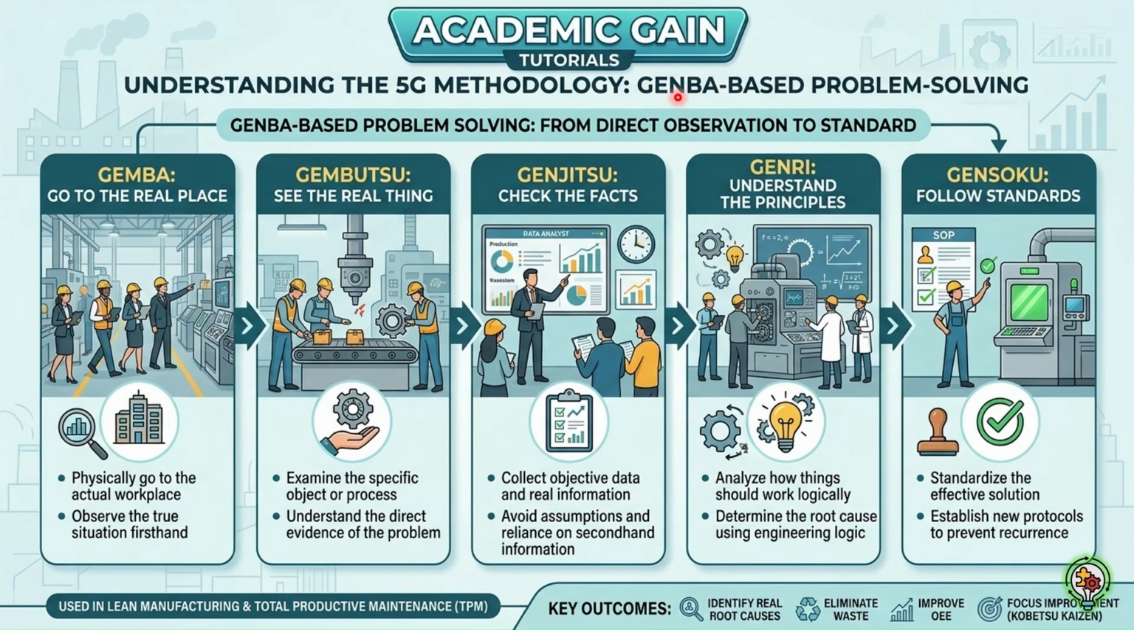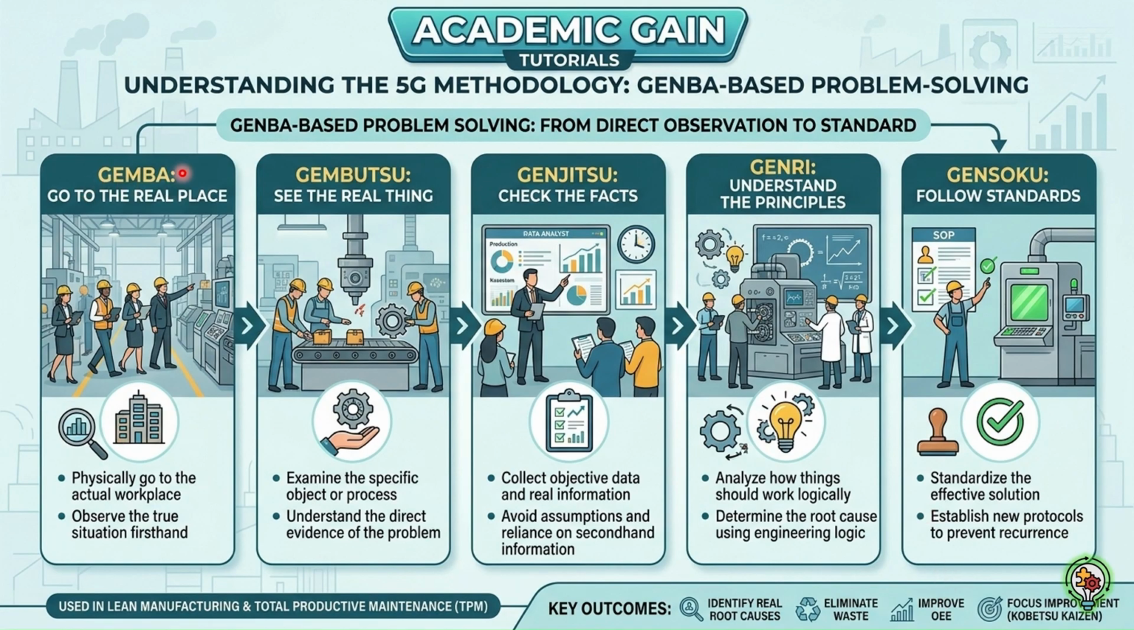What is 5G methodology? The 5G methodology is a systematic problem-solving approach used in lean manufacturing and total productive maintenance, TPM. It helps identify the real root cause of problems by directly observing the workplace, collecting actual data, and applying logical analysis. It is widely used in Kobetsu Kaizen, focused improvement activities to eliminate chronic losses and improve overall equipment effectiveness, OEE. The 5G principles.